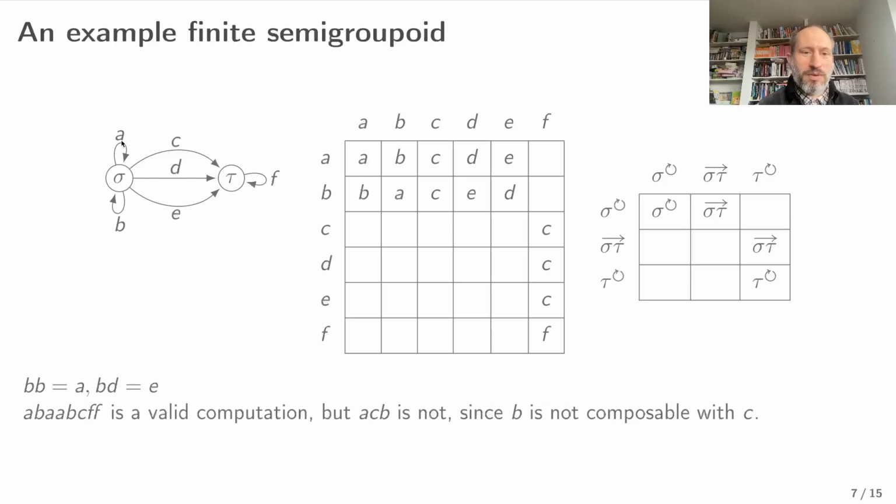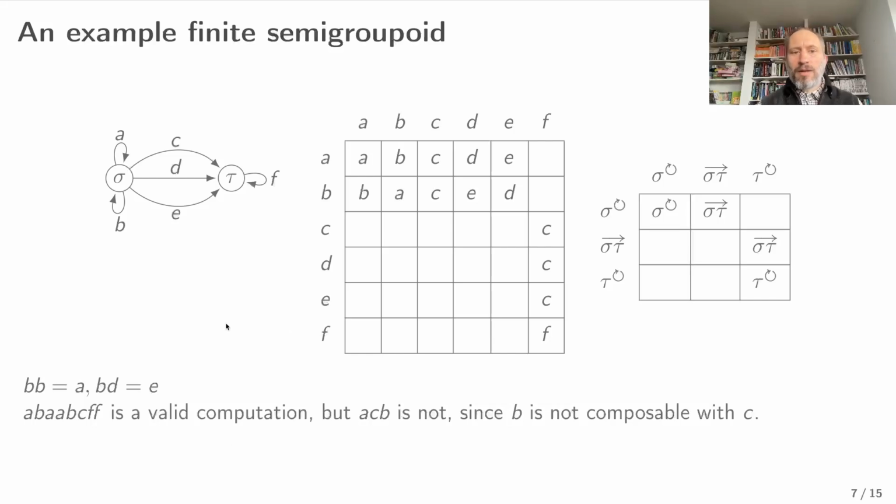So if I compose A with C, let's see, what do I get? Oh, that's going to be just C itself. Here is the equational representation. If I compose B with B, I get A. B with D, I get E.